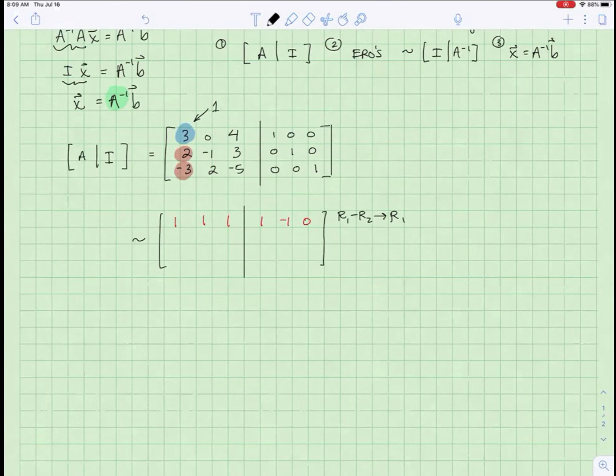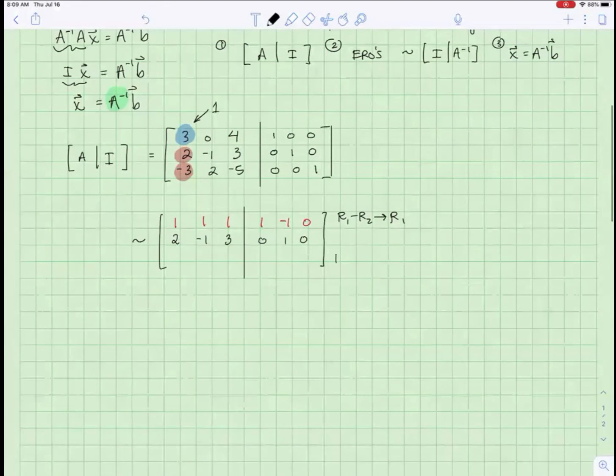This next one is 2, -1, 3, 0, 1, 0. I haven't done anything there. And since the blue 3 at the top and the -3 that's red at the bottom are the same but opposite in sign, I'm just going to really quickly add those two together.